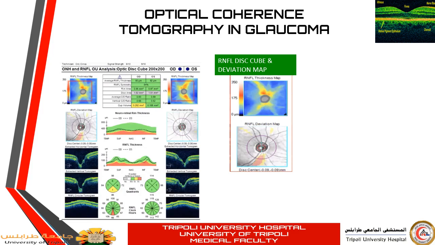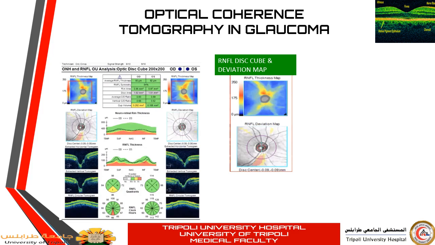What I want to say is that the first image is the raw data, only the data without any statistical application. Now, if you have this raw data, you cannot say that this is normal or abnormal unless you compare it with the normative data that is stored in the machine.